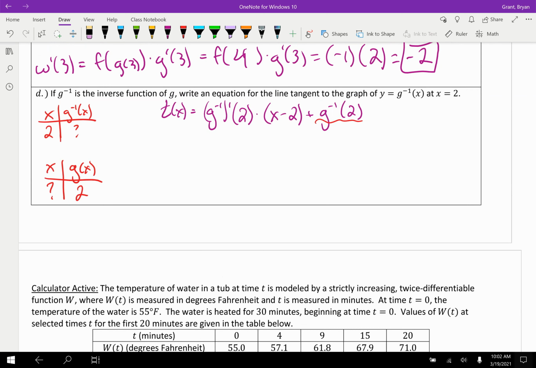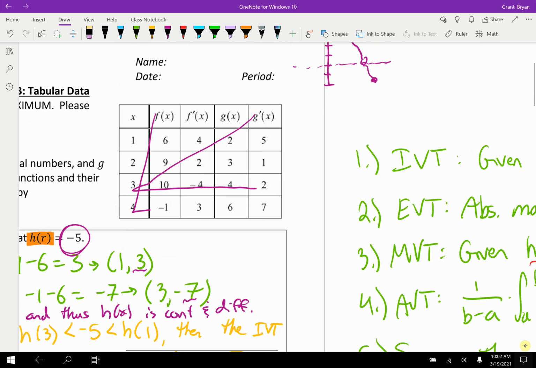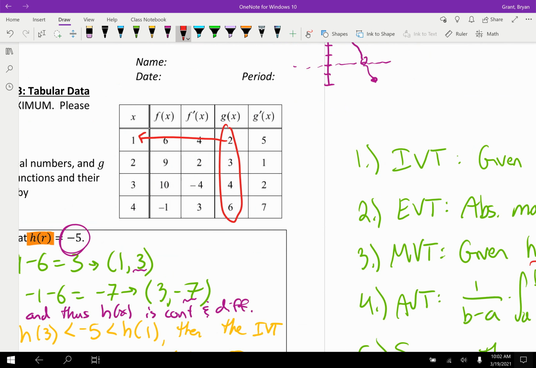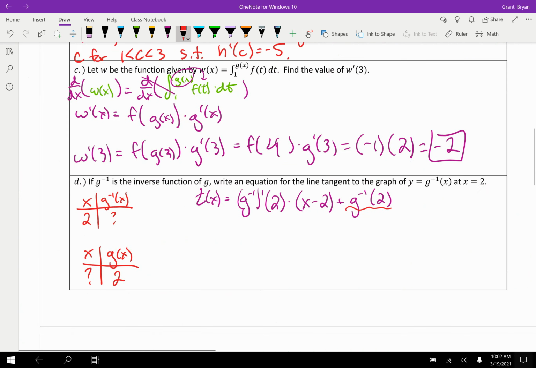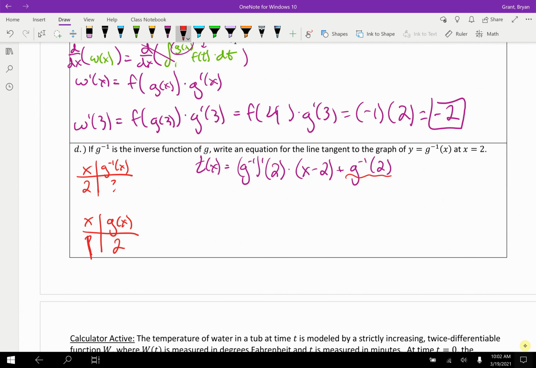When is the output 2, or what x gives an output of 2? So we're looking at g(x). Are there any outputs of 2? Yeah. It looks like an x of 1 gives an output of 2, which means that an input of 2 into the inverse gives an output of 1. So we know that t(x) equals, I'll leave a space for the slope, (x - 2) + 1.